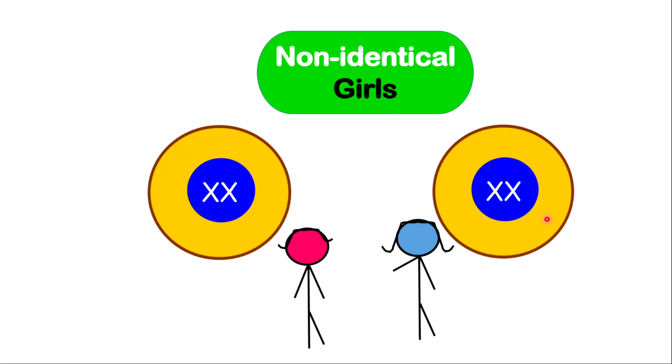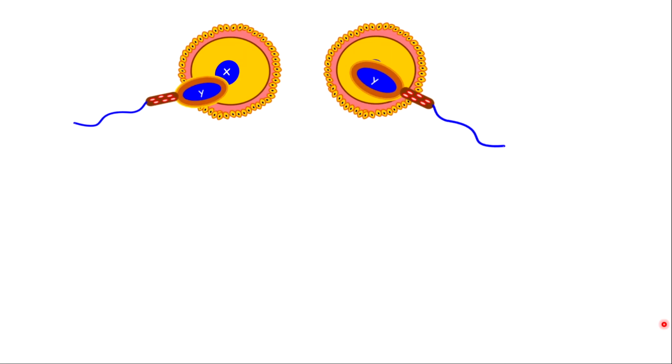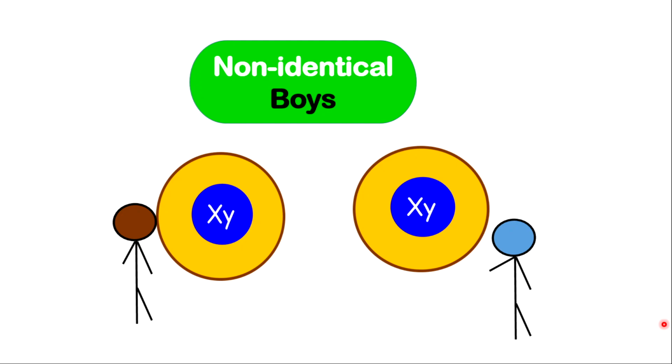Now let's look at another possibility. Now you have two egg cells and two sperm cells, but the sperm cells each contain a Y chromosome. So what is the possibility of twins that you may get in this case? If you're thinking non-identical boys, then you're absolutely correct. So fertilization will take place and then you'll end up with two non-identical boys.